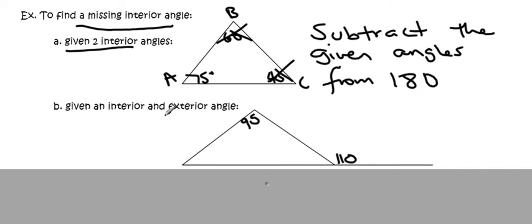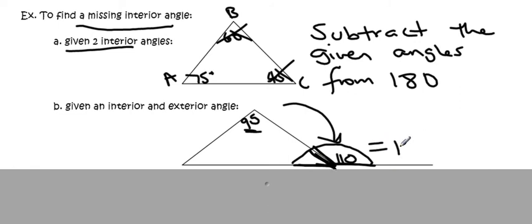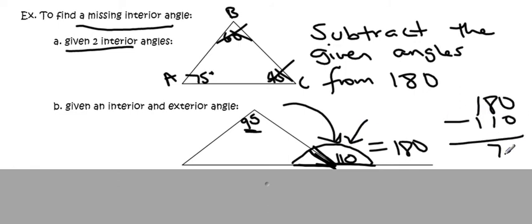Okay, let's say that I'm given an interior angle, 95, and an exterior angle, 110. Well, the first thing I can do to find the missing angles is to notice that these two angles here and here form a linear pair. So they have a sum of 180 degrees. So I would subtract this 110 from 180 degrees. So that would give me 70 degrees here.